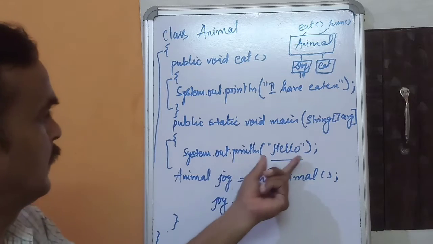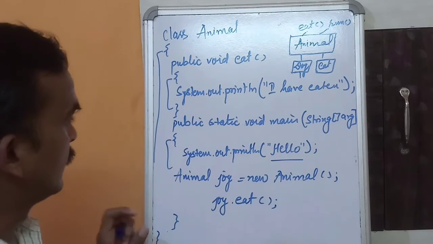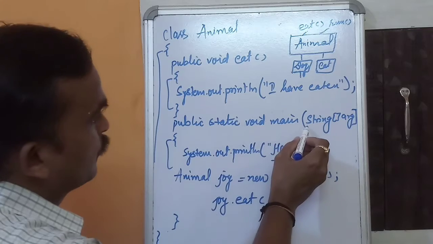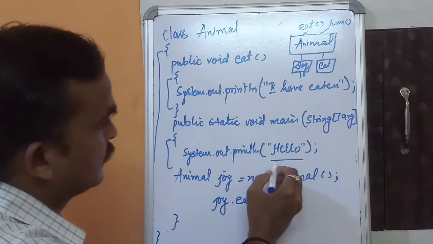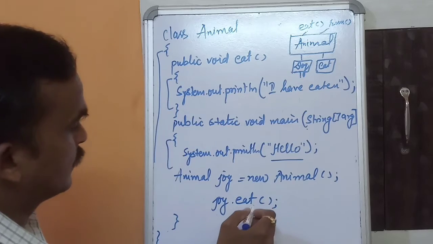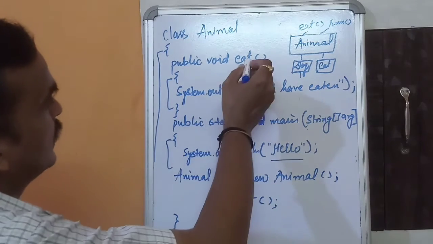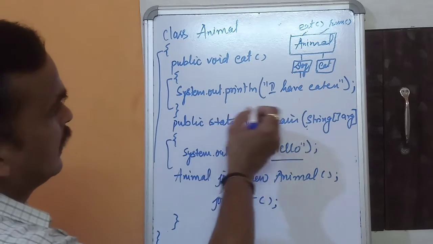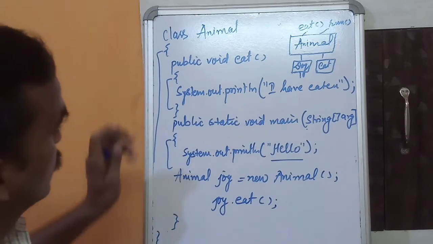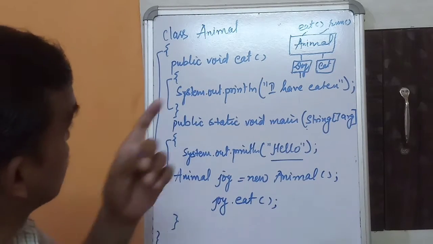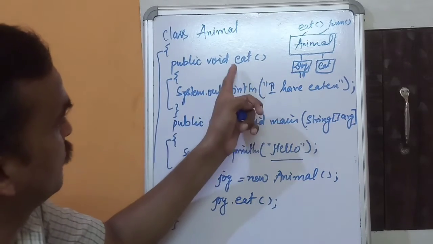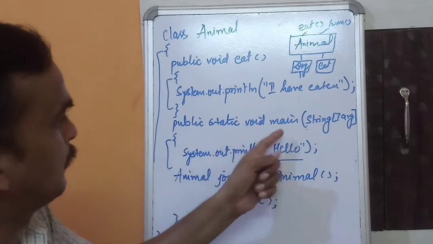Now first the compiler will access the main method, and in it will print hello. After that it will create an object, and the object will call the eat method. So control will go to the eat method, and the eat method has the printing statement, I have eaten, so I have eaten will be printed. So that is all about one class, in which we have one object, one method, and one void main.